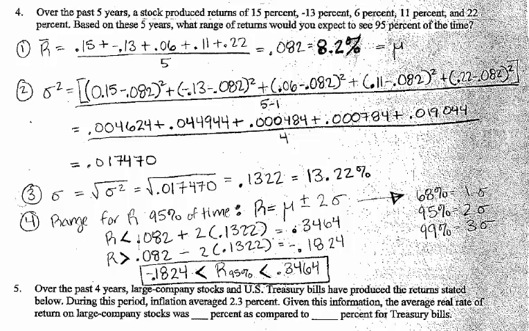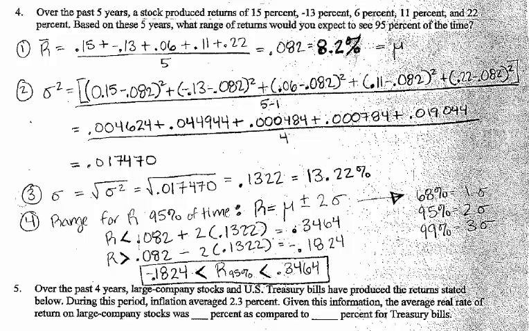If I'm asking for 99%, it's a 3. In this case, I'm asking for 95%, so you want to find the range using both plus and minus. To find the positive side of the range, you're going to do 0.082 plus 2 times 0.1322, and you get 0.3464.